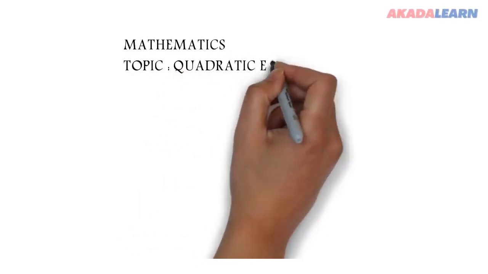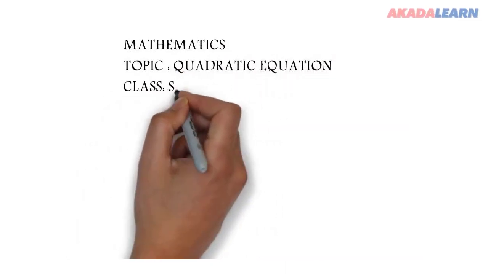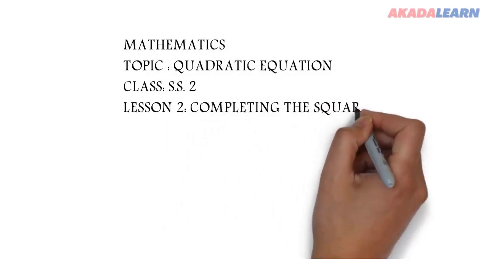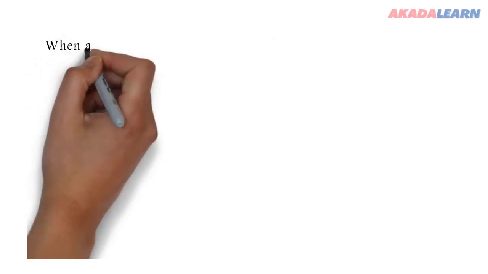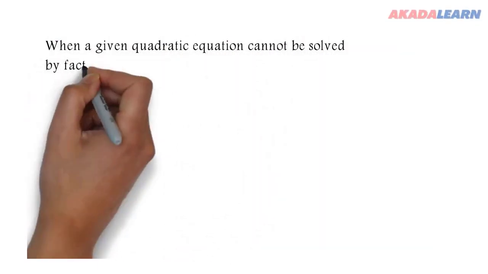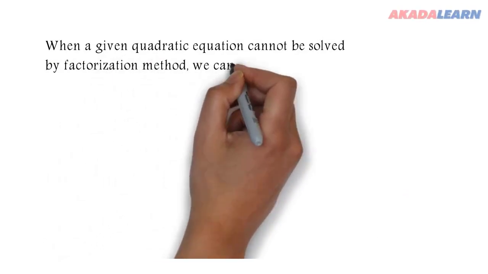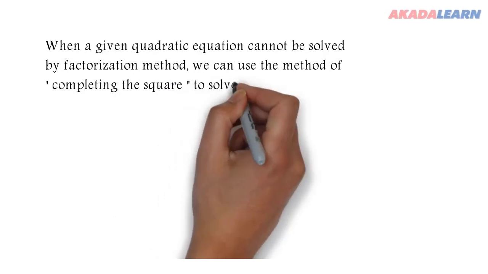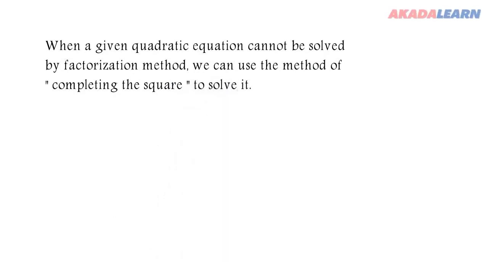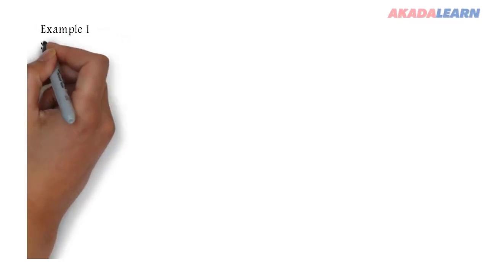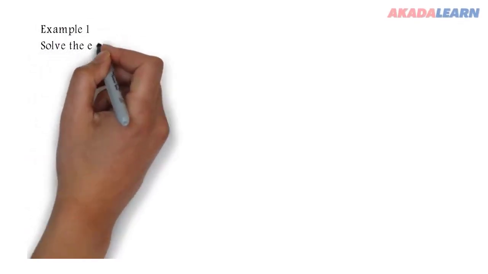Today we are going to be seeing how to use the method of completing the square to solve a quadratic equation. So when you are given a quadratic equation that cannot be solved by the factorization method, we can use the method of completing the square to solve it. So let's see the method with an example now.